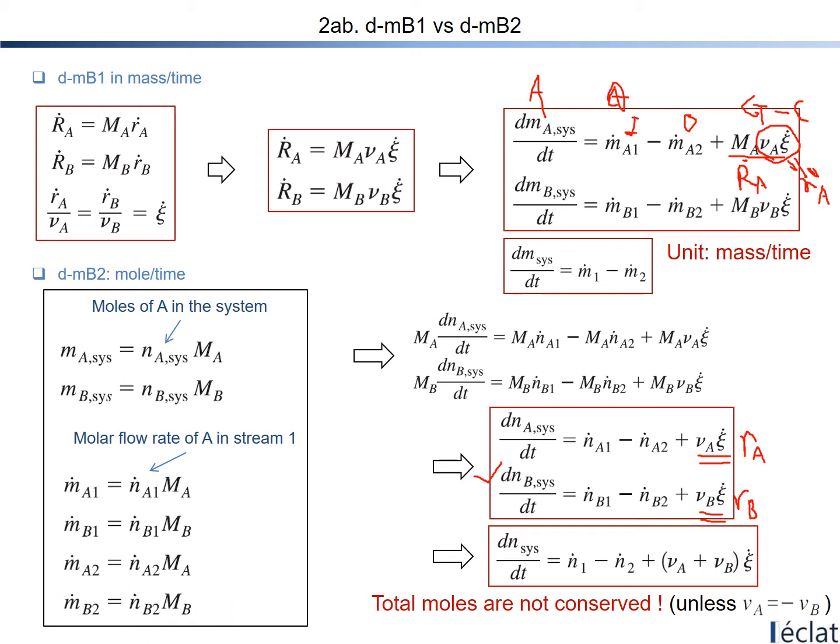Let me write it down again: accumulation, input, output, generation minus consumption. Therefore, if the summation of the stoichiometric coefficients is 0, then the total mole balance equation simplifies to dN/dt is equal to input minus output.